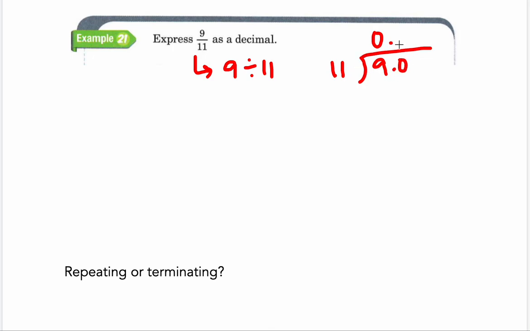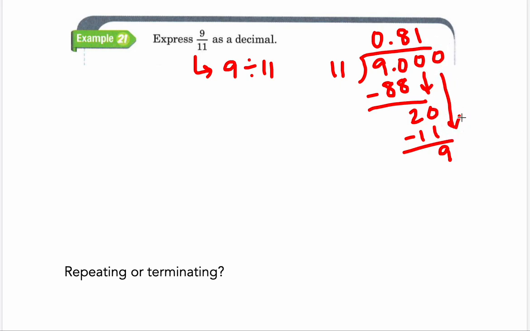Now 11 goes into 90, let's see, 8 times, for 88. That gives us a remainder of 2. Add another 0 and it becomes 20. 11 goes into 20 1 time. Gives us a remainder of 9. Give it another 0. 11 goes into 90 8 times.